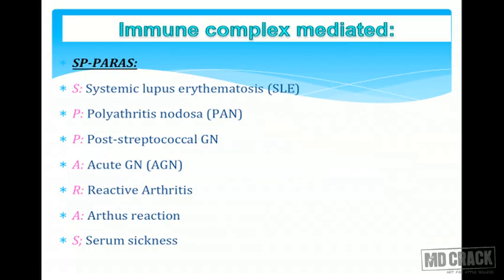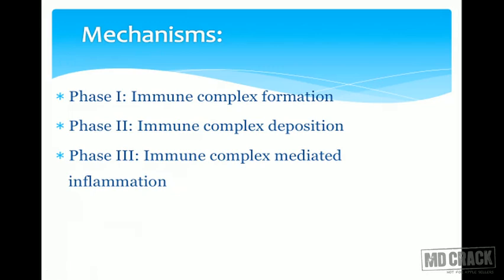You can remember the examples for type 3 hypersensitivity reaction, that is immune complex mediated, by the mnemonic SP-PARS: systemic lupus erythematosus, that is SLE, PAN, polyarteritis nodosa, post-streptococcal glomerulonephritis, acute glomerulonephritis, reactive arthritis, Arthus reaction, and serum sickness. So these are the examples of the type 3 hypersensitivity reaction.